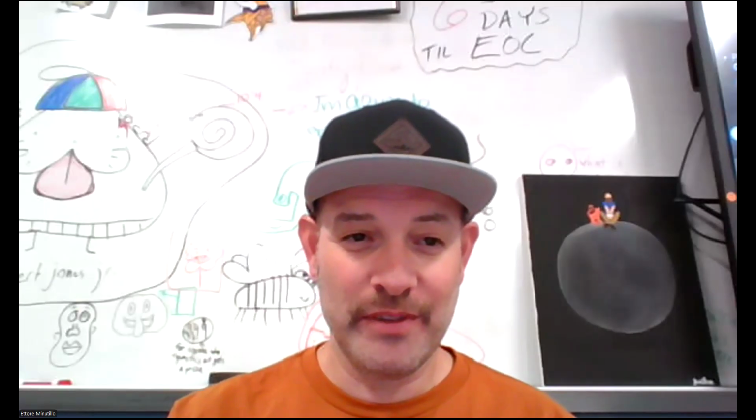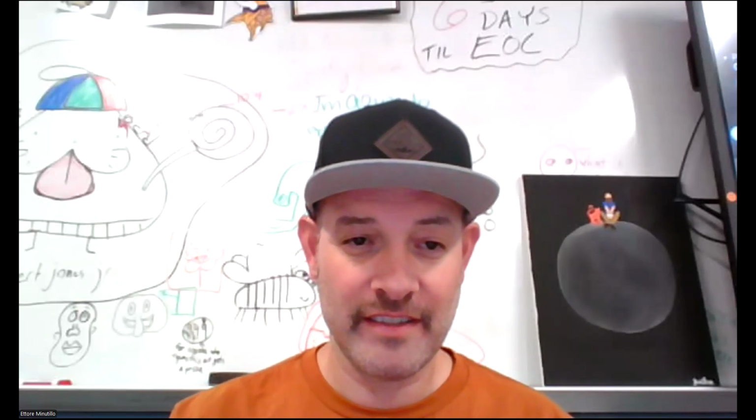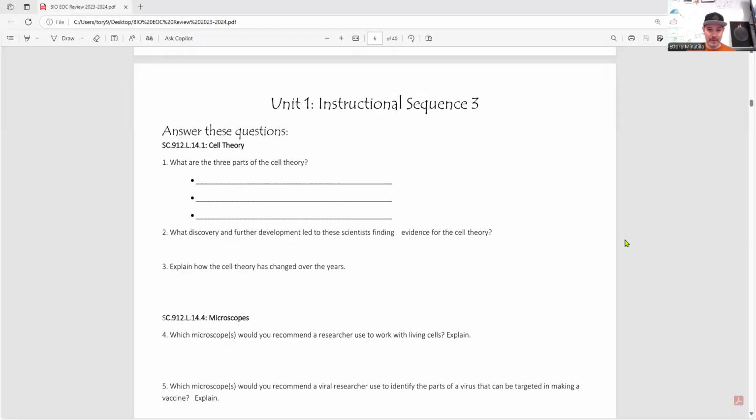Today, we're going to be getting into cells and cell theory. This is page 6 of our review. We're just going to do the best we can. We'll talk through our stuff just like normal, and hopefully, this turns into something that's going to be helpful for the EOC. So, we start here with cell theory.